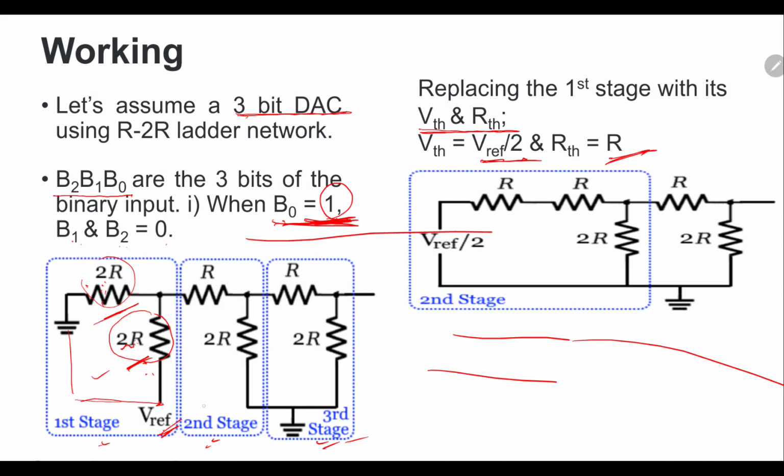So next stage, now see, this first stage is replaced. First stage is replaced by what? Replaced by this voltage value V reference by 2 and the Thevenin resistance R. So these two 2R are replaced by this R, and this V reference was given here because our B0 was 1. So here the voltage is now V reference by 2. Now here comes the second stage.